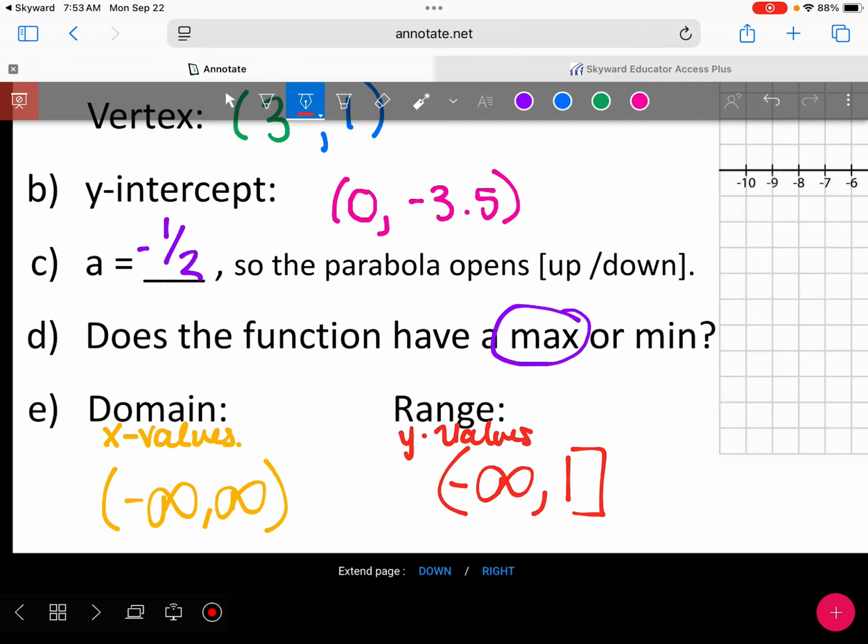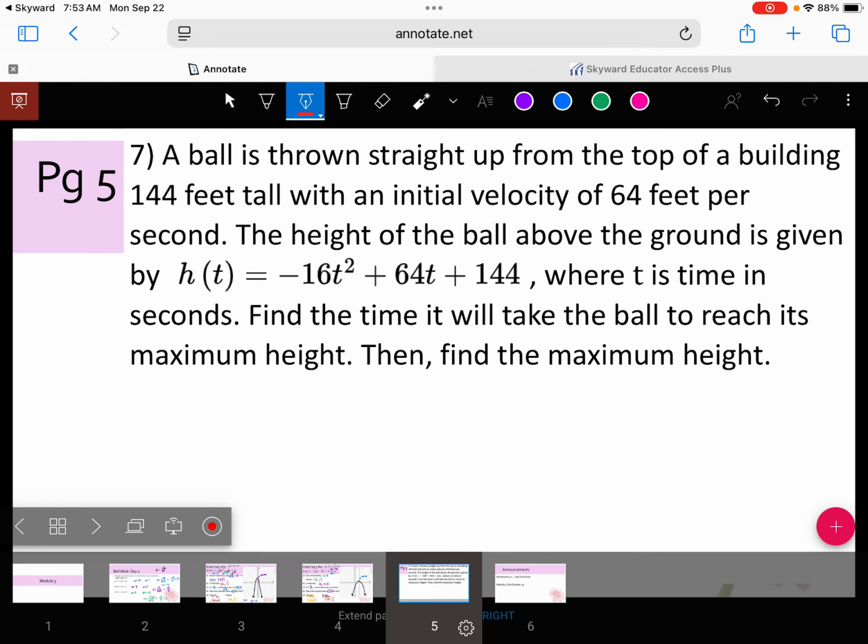We're going to look at one more. There's no graph, because sometimes we're just given stories.